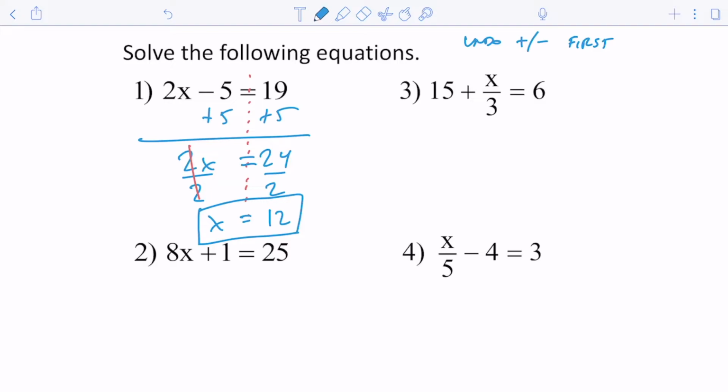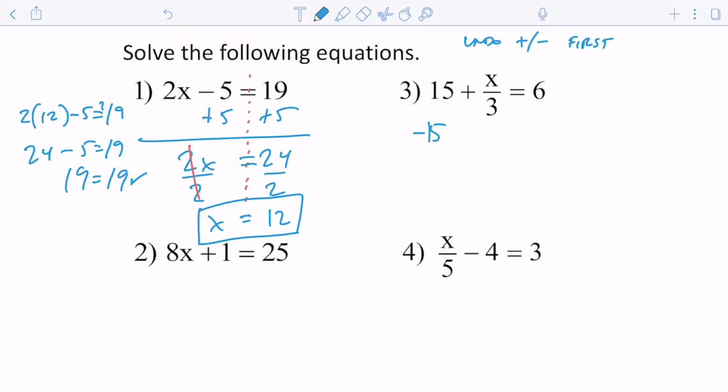So I'll do it off to the left side of here. So 2 times 12 minus 5, does that equal 19? Well, yes it does. It's going to be 24 minus 5. 19 equals 19. So you know you did it correctly. Okay, moving on to the next one.